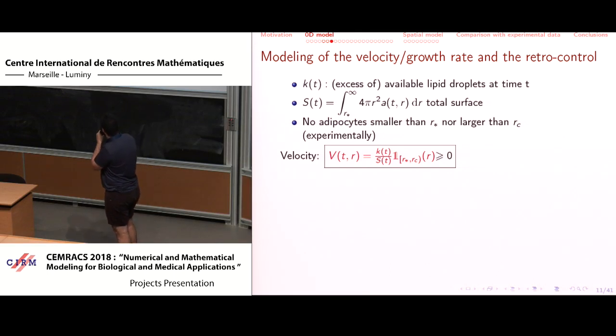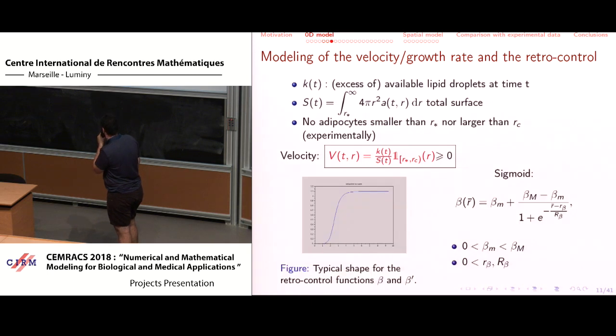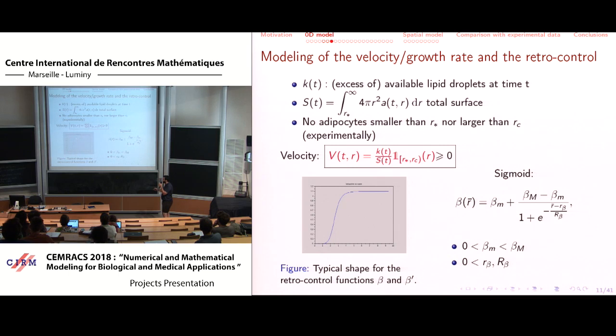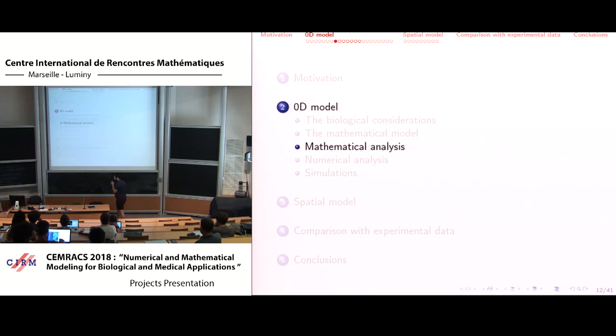And to finish this part, we have the shape of the retrocontrol, where we take a sigmoid, roughly of this shape, that accounts for a saturation phenomenon. This sigmoid has this expression with these parameters to be chosen. And that's all for the modeling. We will have then mathematical analysis presented by Pascal.